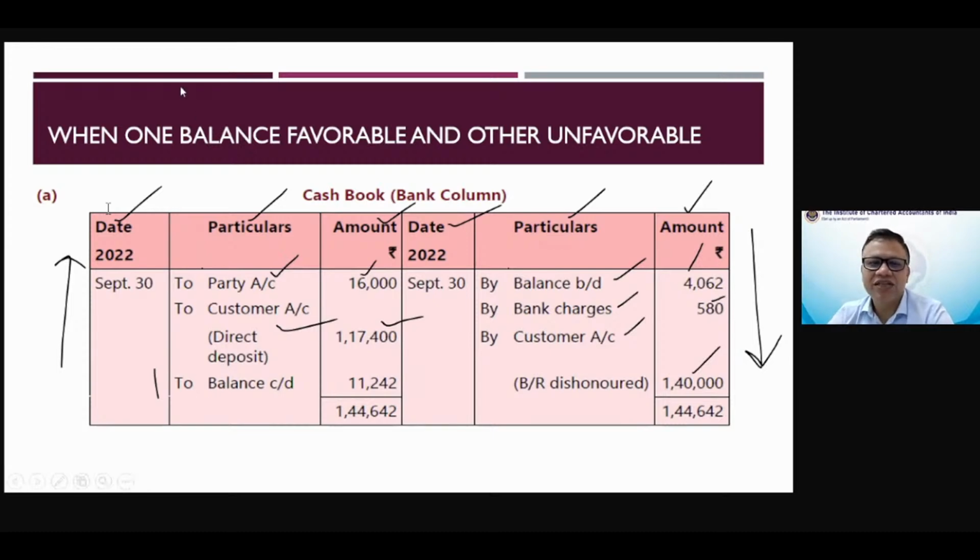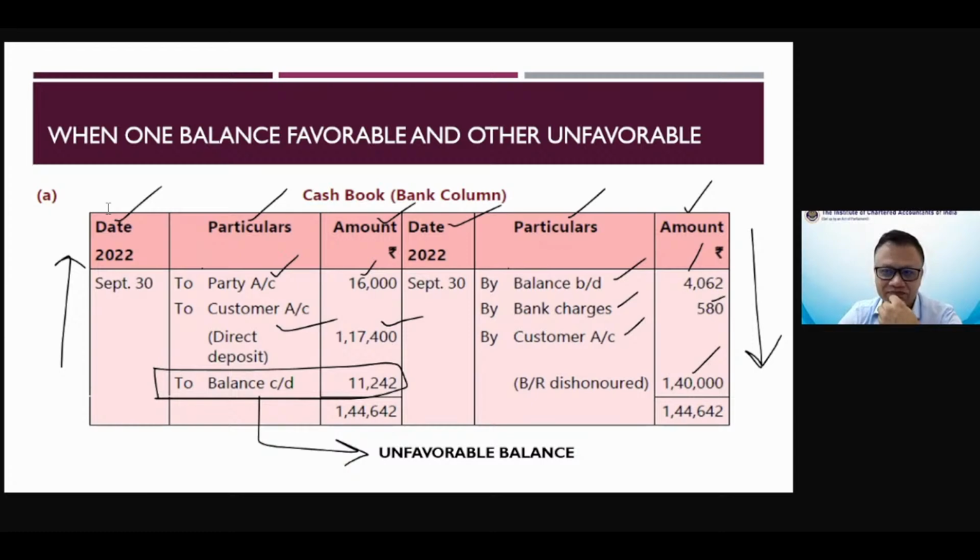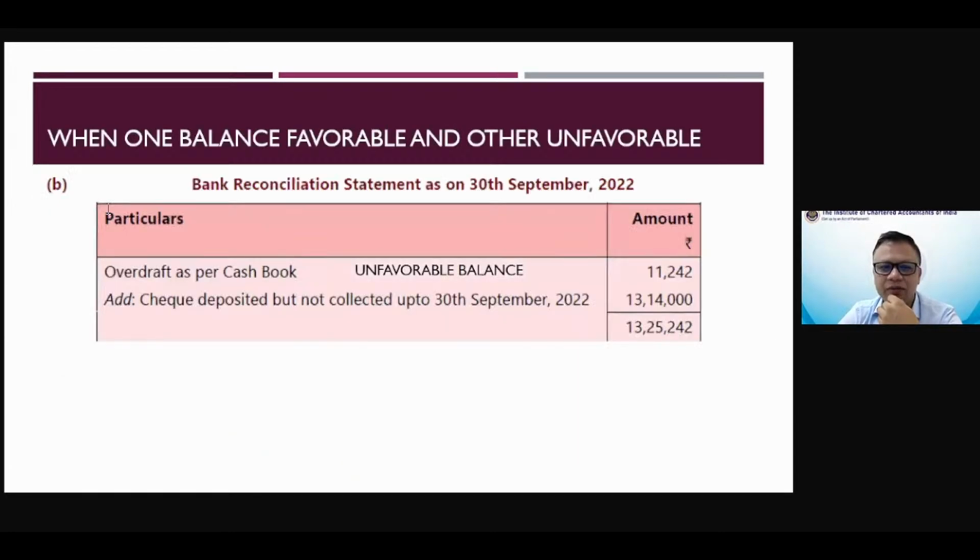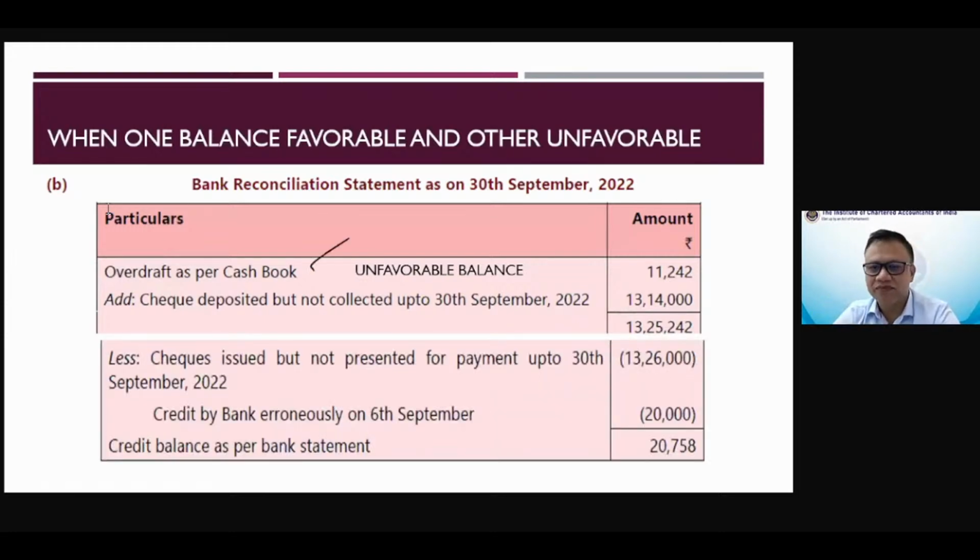Now my question to the class is whether this is a favorable balance or unfavorable balance. Can anybody say? Yes, Prajwal. Unfavorable, sir. Very good, Prajwal. It's an unfavorable balance. So when there is an unfavorable balance, we now have the adjusted cash book, and we start our reconciliation.